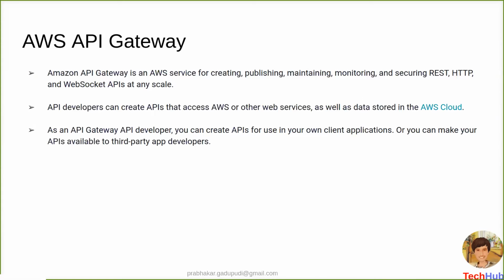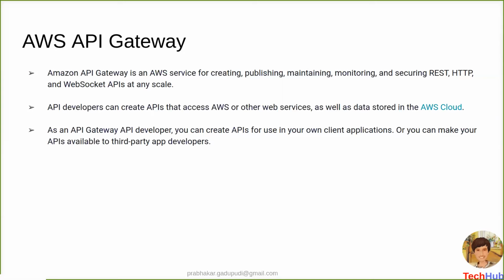API Gateway is an AWS service for creating, publishing, maintaining, monitoring, and securing REST, HTTP, and WebSocket APIs at any scale. API developers can create APIs that access AWS or other web services, so with the help of these APIs, we can access third-party application web services as well as AWS resources within AWS. And that data, we can store onto the AWS cloud.